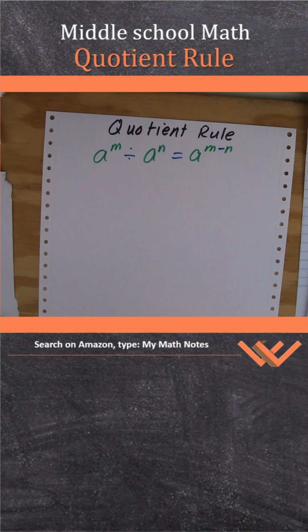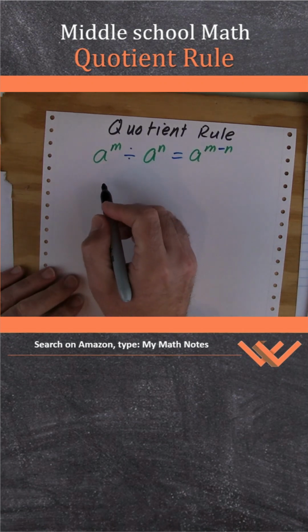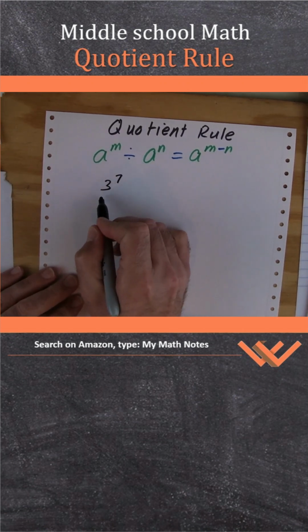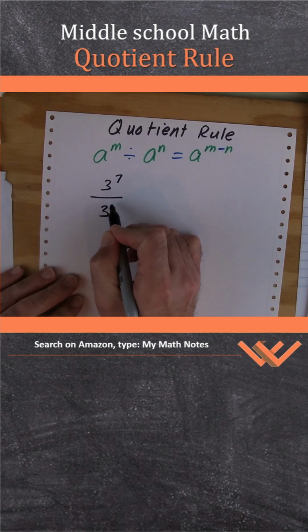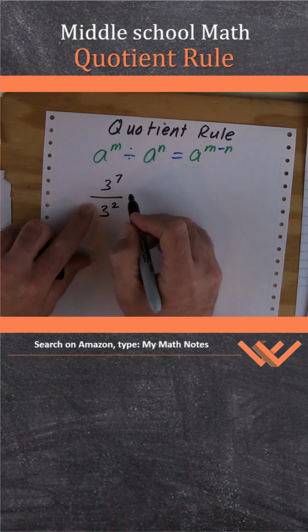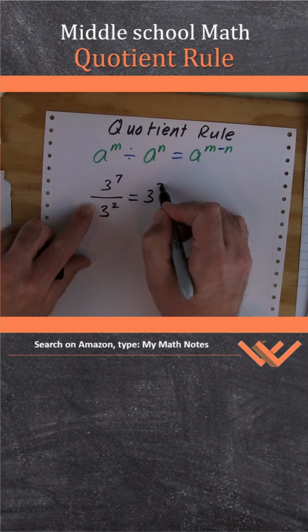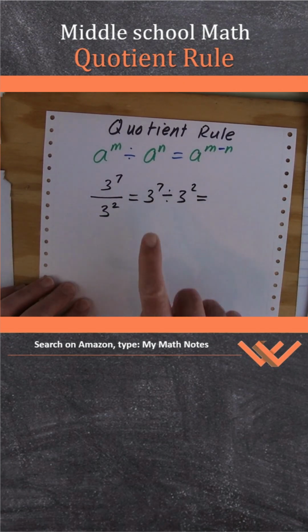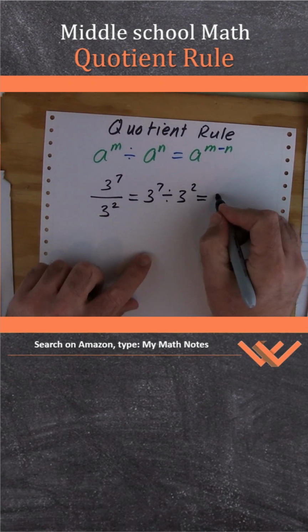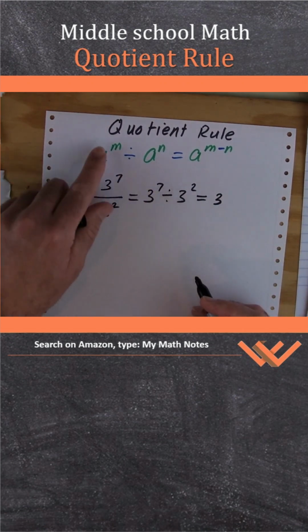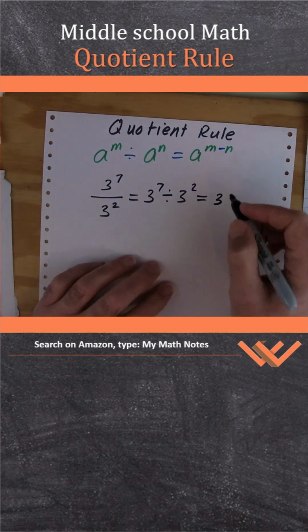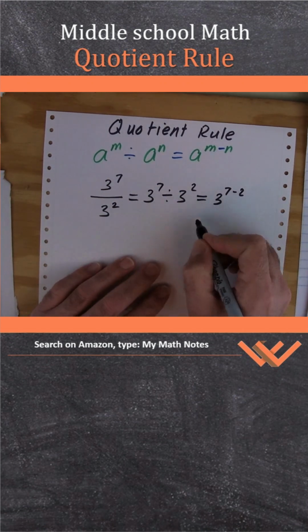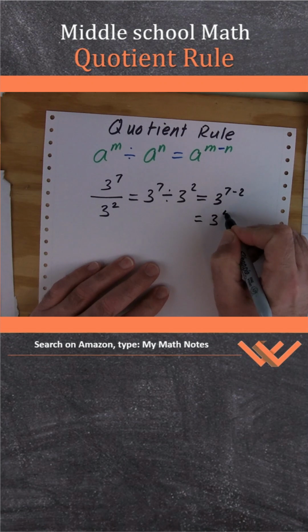Let's take a look at something that's division but not lined up like this. For example, if I did 3 to the 7th over 3 squared, that is equal to 3 to the 7th divided by 3 squared. And we know, since the bases are the same, I'm going to write down the base here as 3. I have 7 first and then 2 second, so it's going to be 7 minus 2, and that is equal to 3 to the 5th.